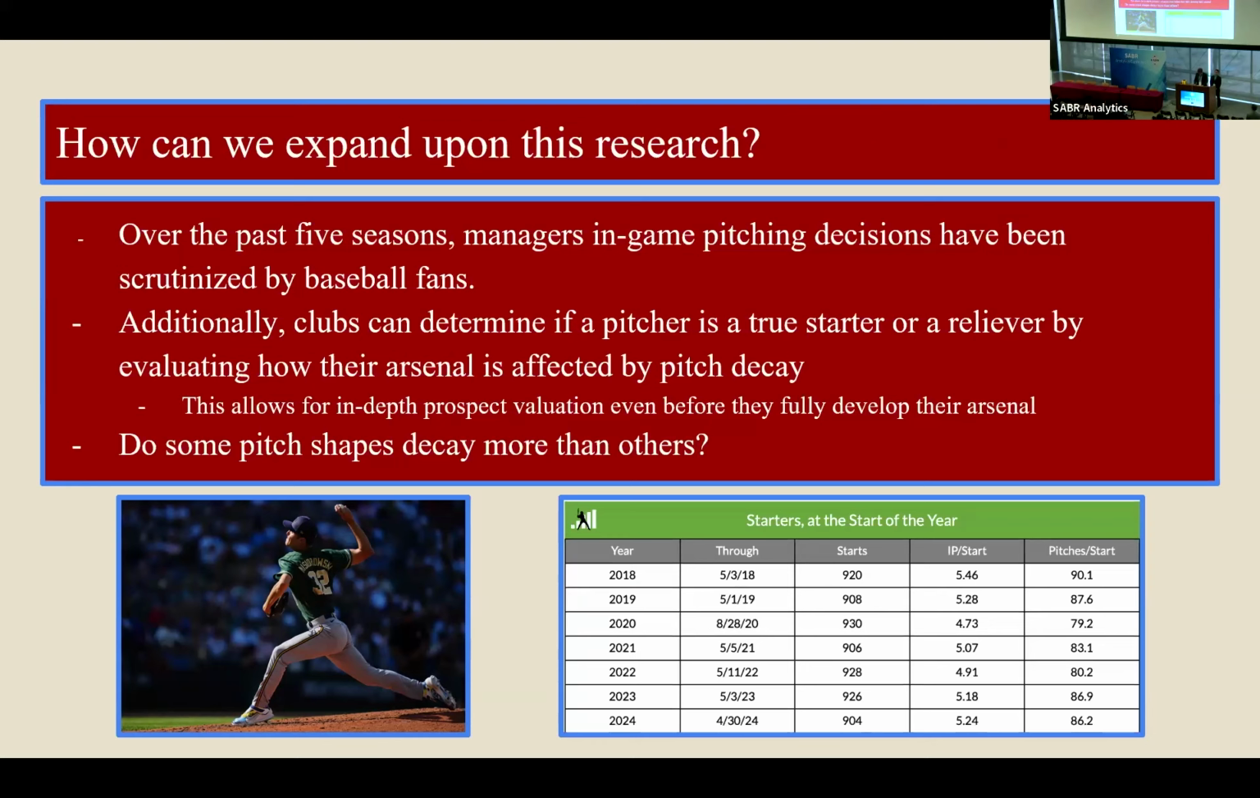Organizations can determine if a pitcher is a true starter or a reliever by evaluating how their arsenal is affected by pitch decay. If teams find that a pitcher has the advanced metrics that prevent decay, they can then determine early in the player's development whether he has potential. They can use this value to determine which pitching prospects to keep and which ones to trade if other teams aren't yet aware of this player's true value. This also allows for in-depth amateur player evaluation even before they fully develop their arsenal, giving teams a leg up in the draft process. As well, managers' in-game pitching decisions are constantly up for debate, and we felt that more research could be done to help them make more informed, data-driven decisions when deciding whether or not to pull a pitcher.